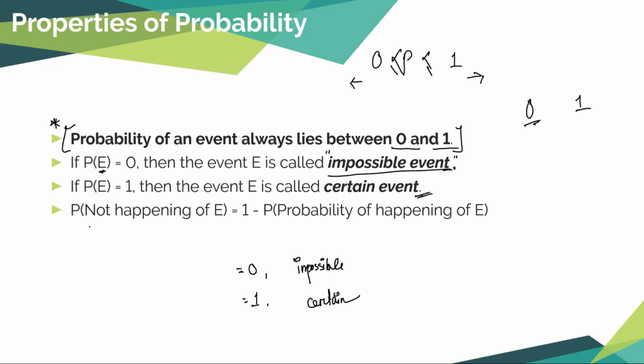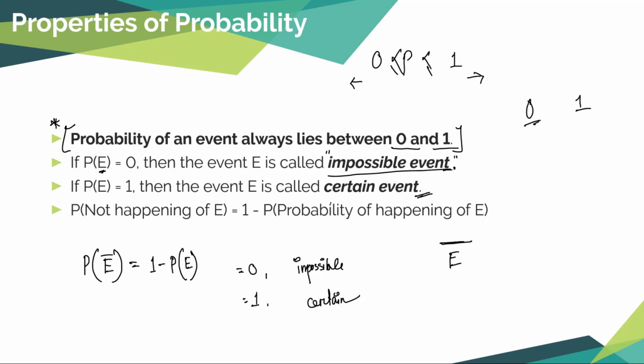Now in case you want to know the probability of something not happening, the probability of not happening of A is equal to 1 minus the probability of happening of A. Not happening of A is generally denoted by a bar on top. If there is an event called E and I draw a bar over it, that denotes the not happening or complement of that event. So the probability of not happening of the event E is equal to 1 minus the probability of happening of the event, right?